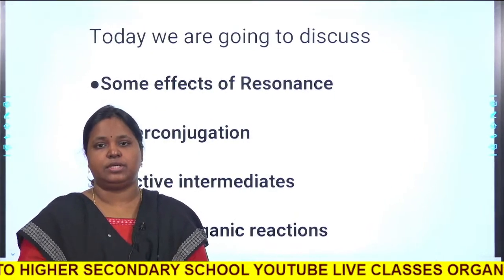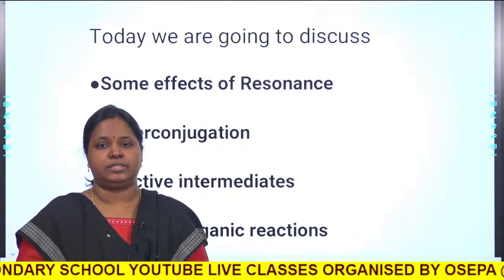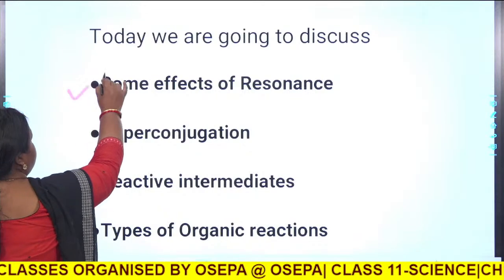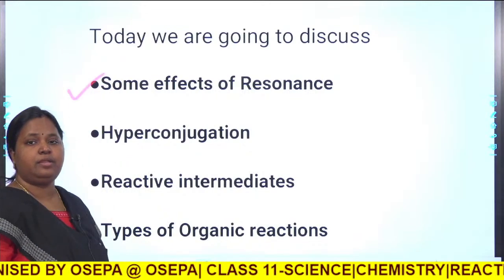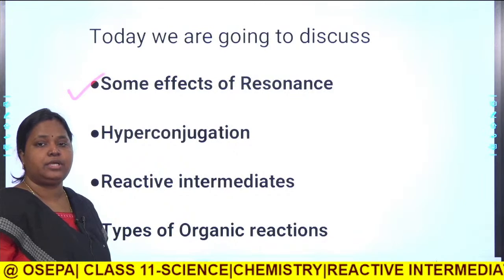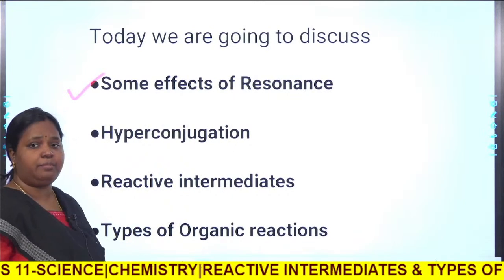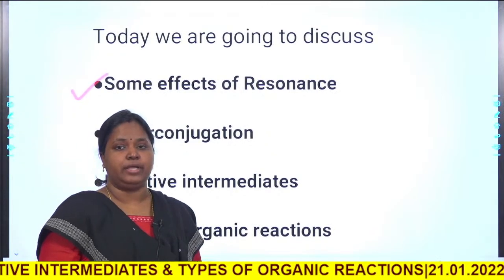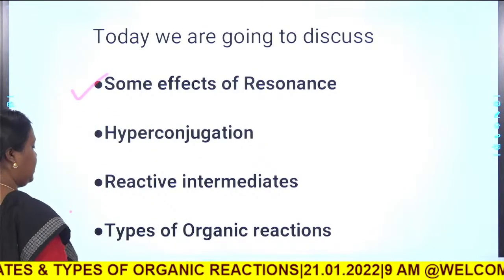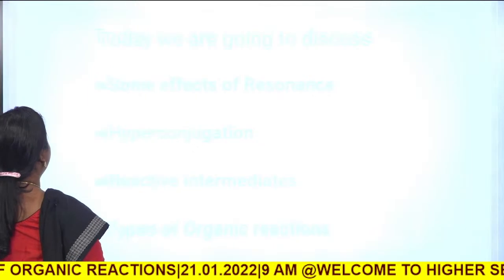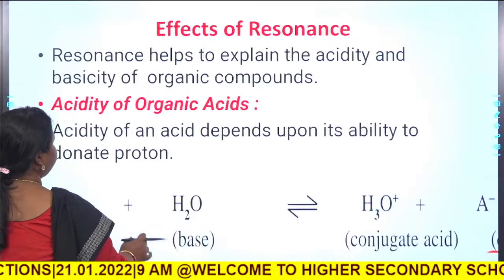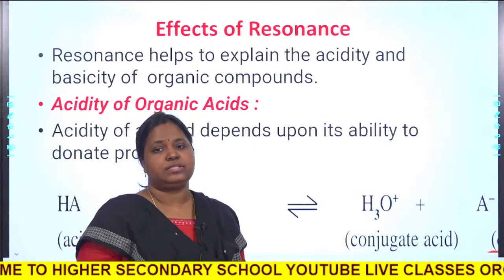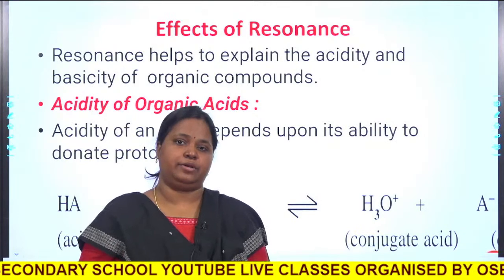according to resonance. And today we will start our class with what are the effects of resonance, then we will study hyperconjugation, then some reactive intermediates, and if possible we will also study the types of organic reaction. So, let us start the class with some effects of resonance. Now, as you know, resonance involves the shifting of the pi electrons.